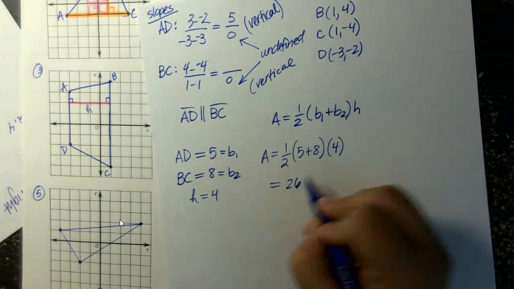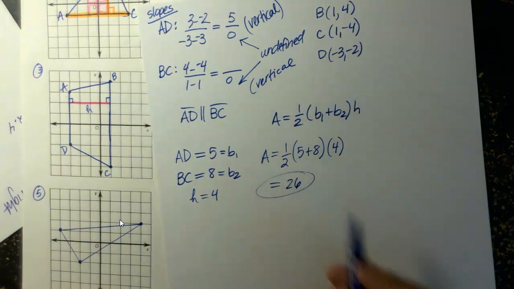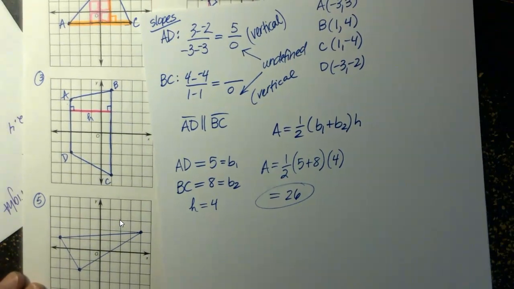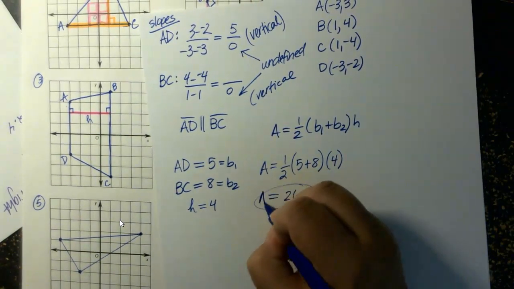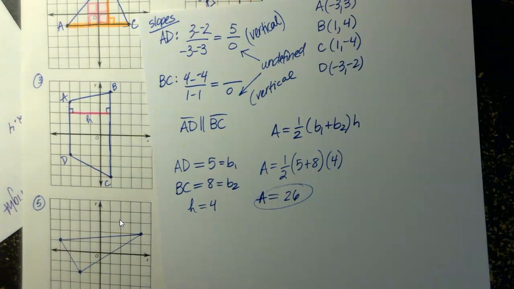That should give me 26 square units. So there's my area. Now the next thing I need is the perimeter. Perimeter is distance all the way around. Let's go ahead and say A for area.